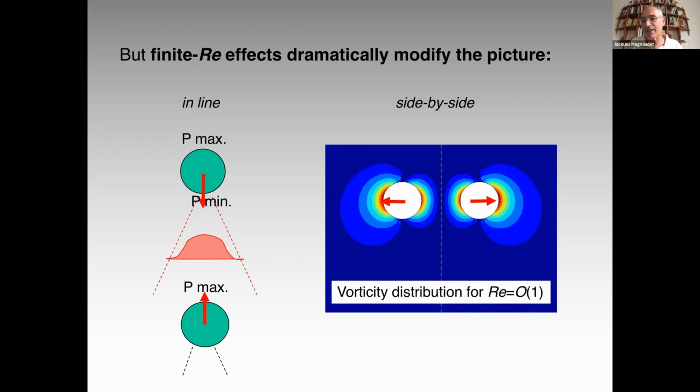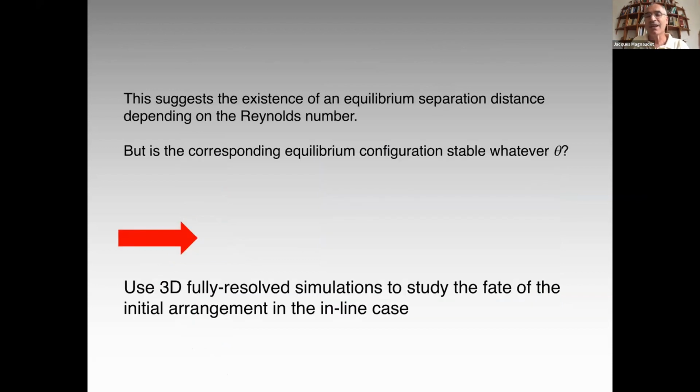And because of the sign of the vorticity in each leg of this dipole, this actually yields a repulsive force. So in both cases, you see that the potential flow interaction force and the finite Reynolds effect interaction force compete with each other. They have opposite signs, and because of this, one can anticipate that there may be an equilibrium separation distance between the two bubbles, which of course will depend on the Reynolds number.